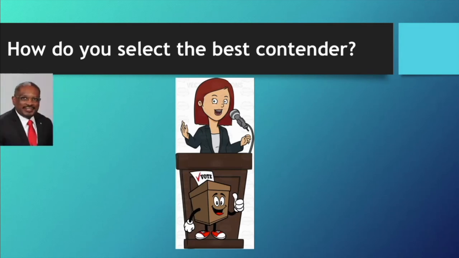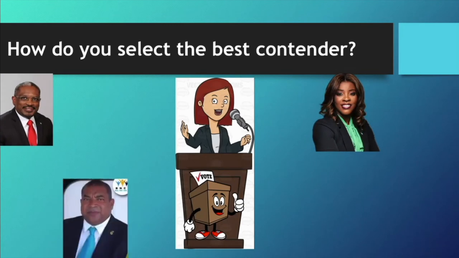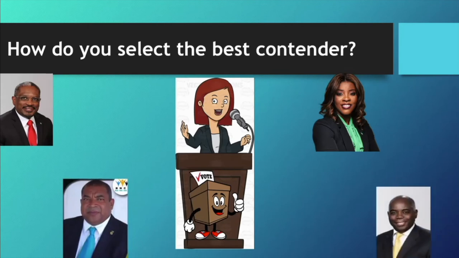You have a picture of our Prime Minister, Dr. Yulimenez. You have the leader of the DNA. We have an independent candidate. And a leader of the opposition, Honorable Philip Ray Davis. So the question I ask you again, how do you select the best contender?